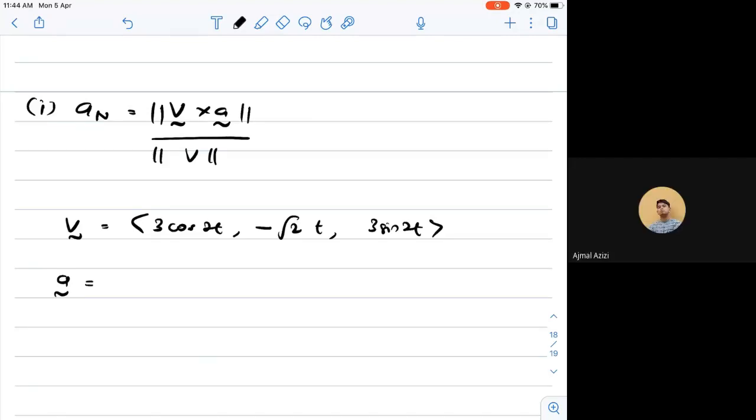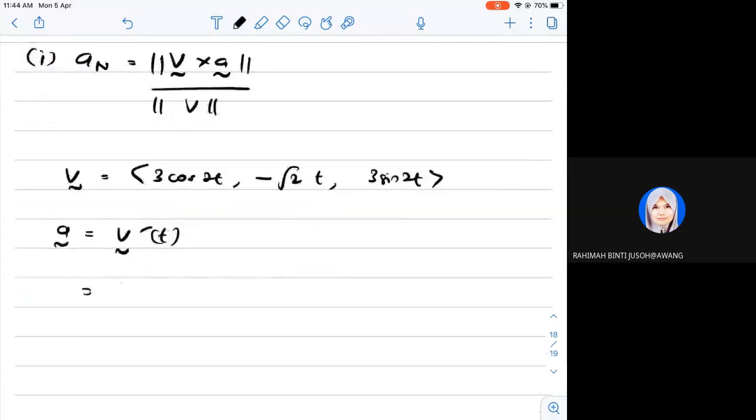Differentiate V. Differentiate V. Okay, well done. We have to differentiate V. Very good. So differentiate our V. Differentiating 3 cos 2t, we will get negative sin 2t times 2 times 3, negative 6 sin 2t, and then negative square root 2, and then 6 cos 2t, like this.